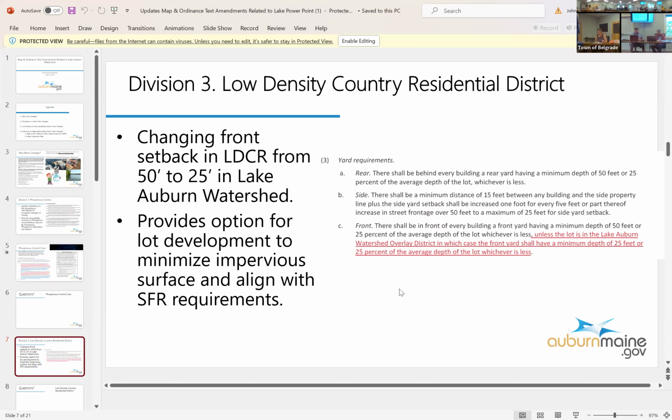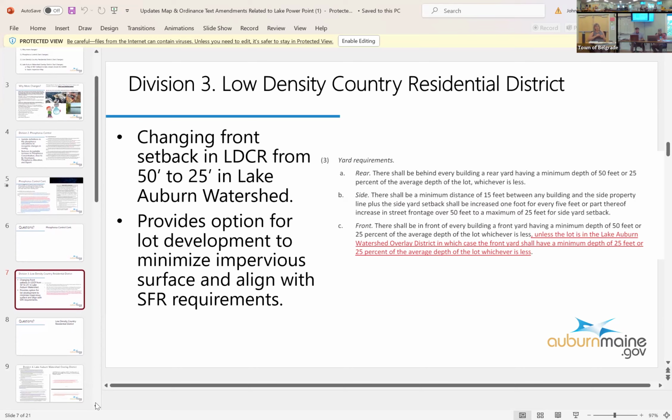LID, yeah, low impact development, okay. And what is SFR you can refer to? Single family residential. Right, okay, thank you. So I think some of those might be an example of what you could do.